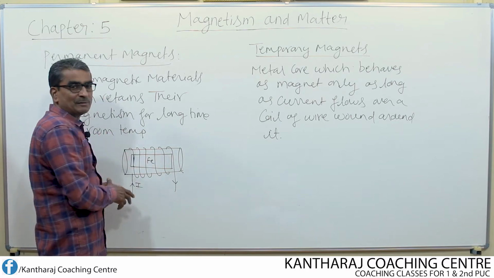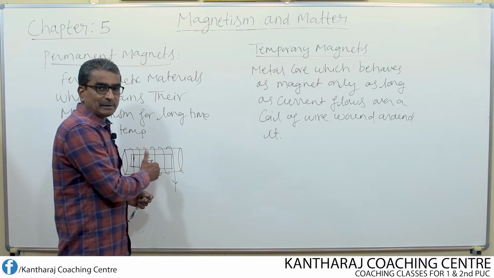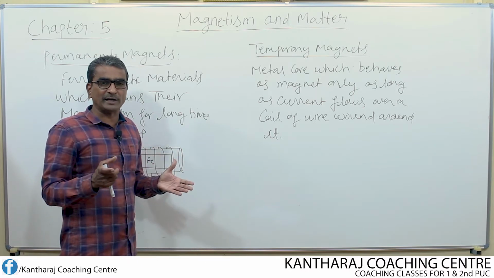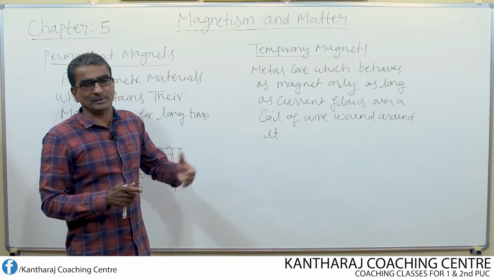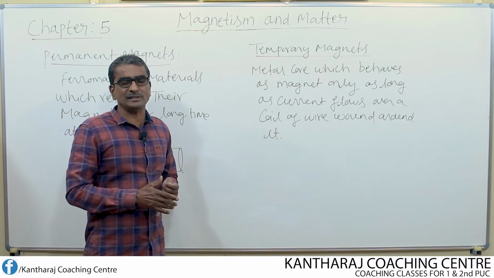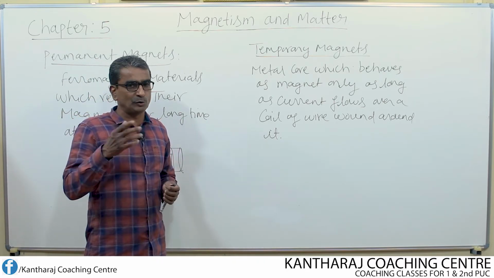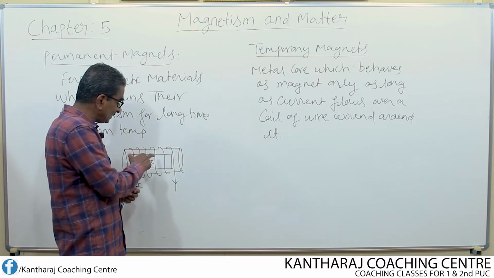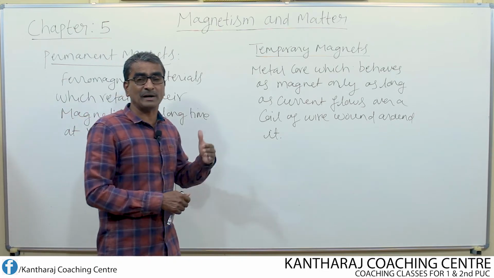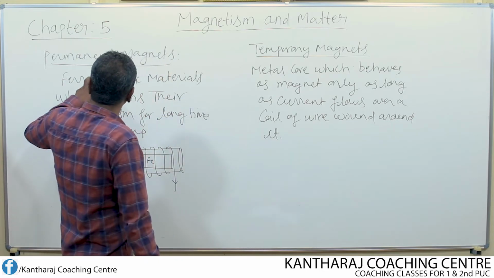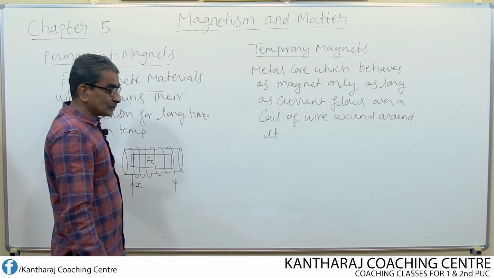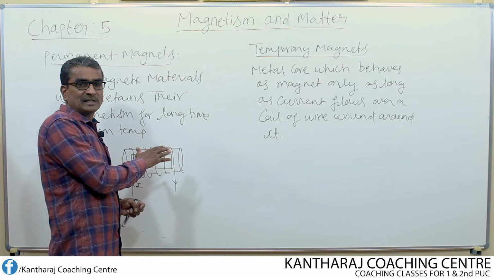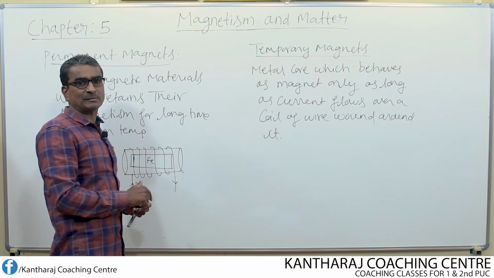Once it becomes a magnet, it is capable of retaining its magnetic power or magnetization for a long time at room temperature. Even if there are small fluctuations in the room temperature, the substance is able to retain its magnetization for a long time. Soon after stopping the current, it is not going to lose its magnetism. It retains the magnetism for a very long time. That is why it is called permanent.